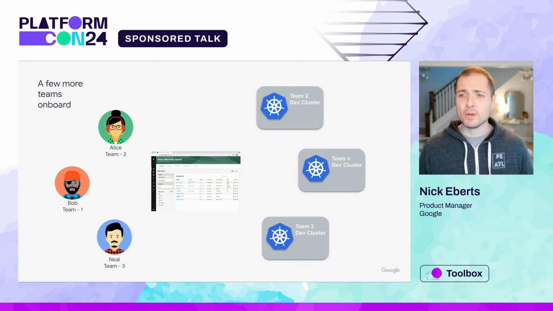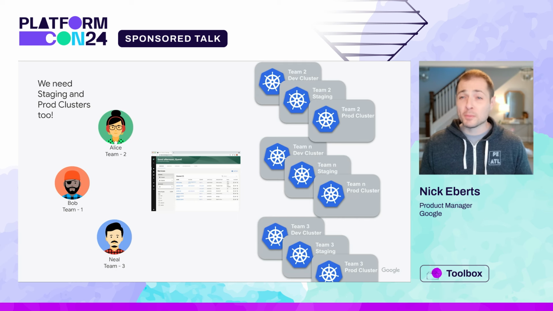2 more teams have onboarded, each with their own dev cluster. Now we have 3 clusters. Everything is still manageable. For Charlie, the platform engineer, life isn't too complex. Managing 3 clusters is quite doable. No problems, right? However, we don't deploy customer-facing or live applications in development environments. Therefore, we also need production clusters.